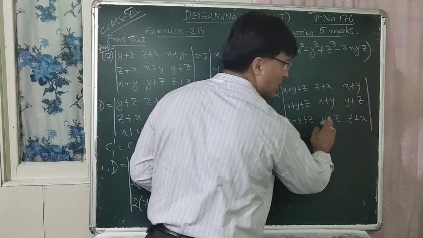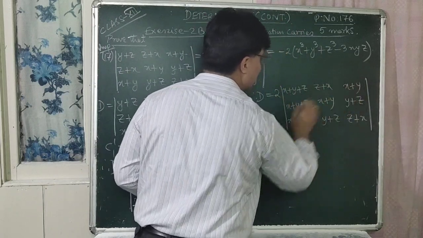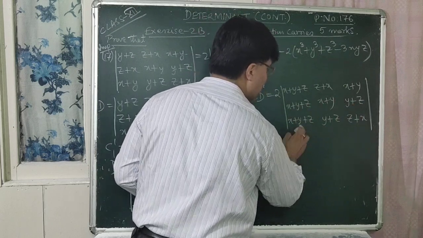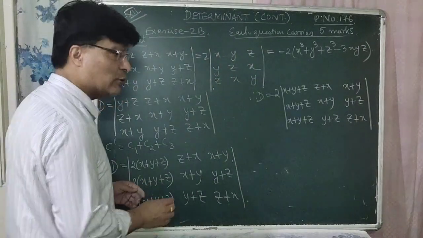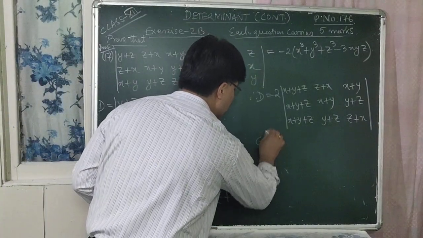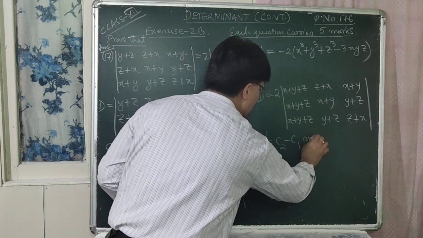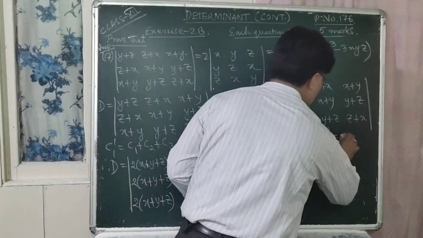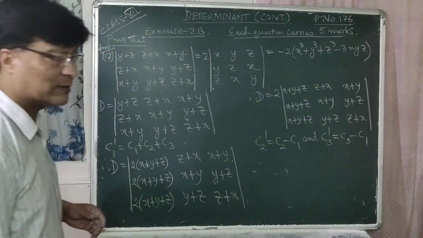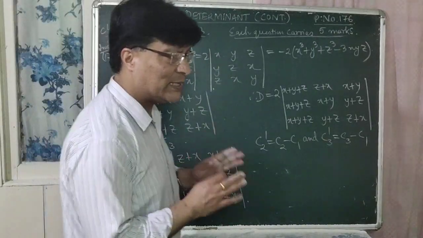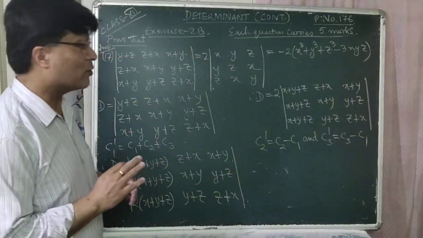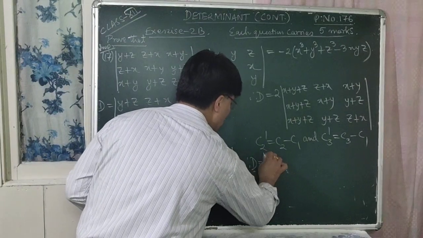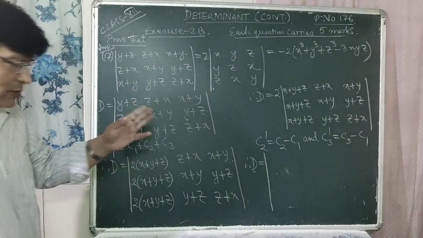Then you get only one term here in the third column also. X plus y minus x minus y, that is minus z. Y plus z cancels, minus x. Z plus x gets cancelled, you get minus y here. Okay, so let's use the property. C2 dash is equal to C2 minus C1, and C3 dash is equal to C3 minus C1, right? So that we can get single elements in the second column and in the third column, right?